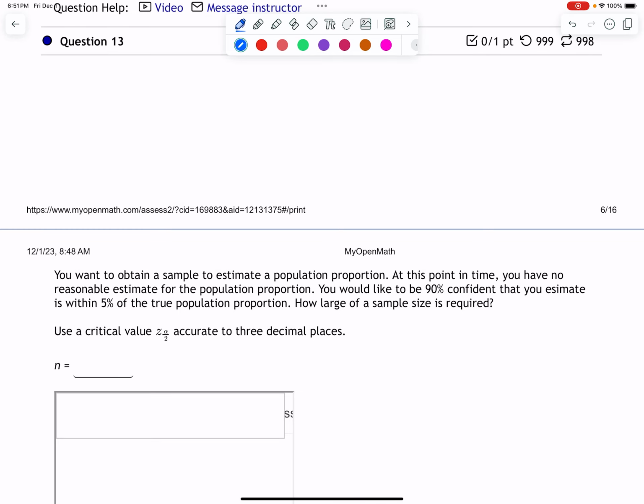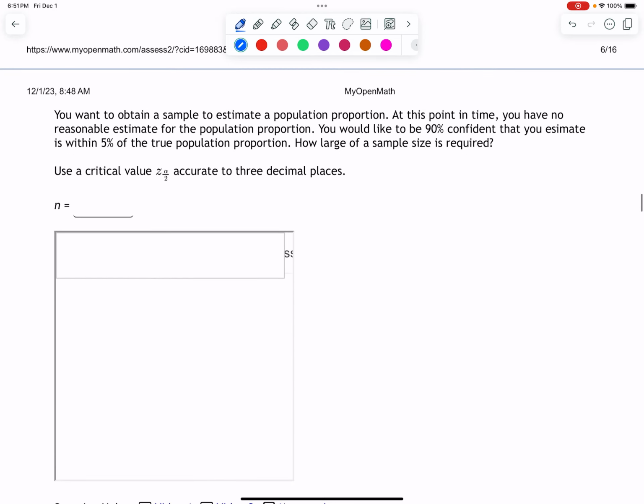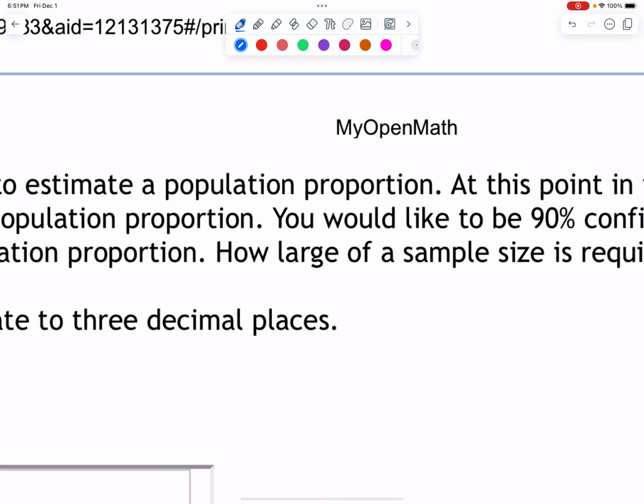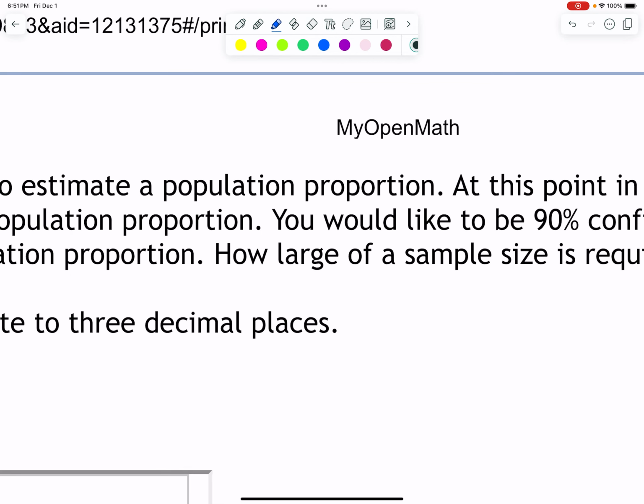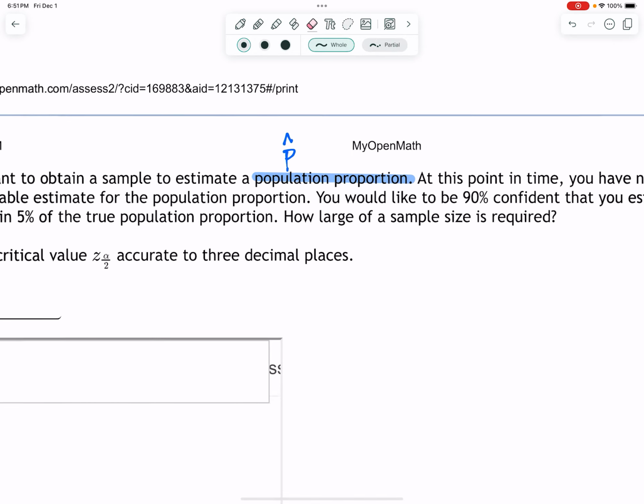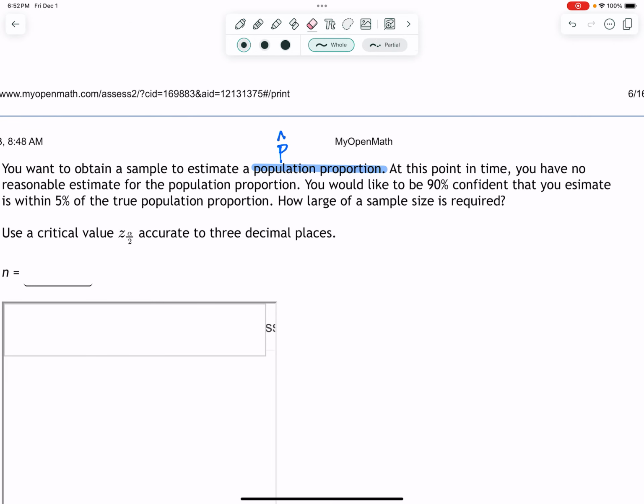Okay, let's keep going with question 13. You want to obtain a sample to estimate a population proportion. This is your clue that p hat is involved. That also tells you which distribution to use.